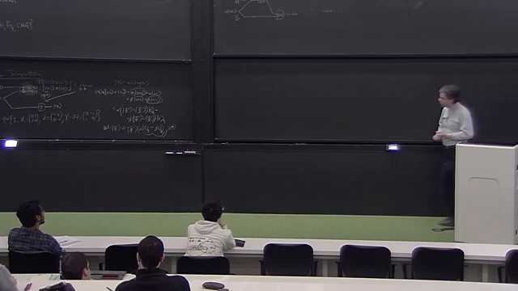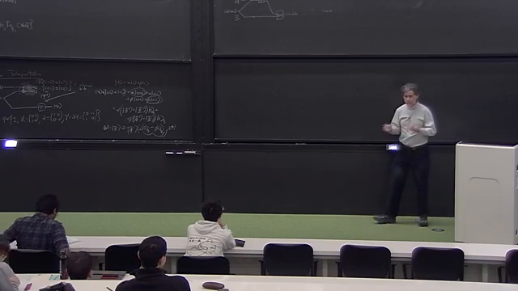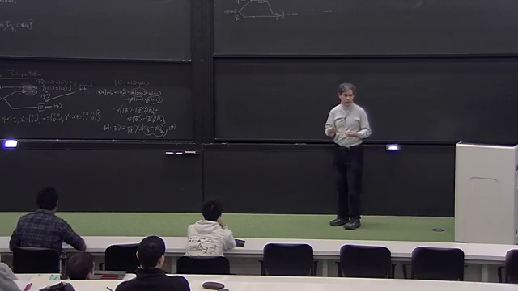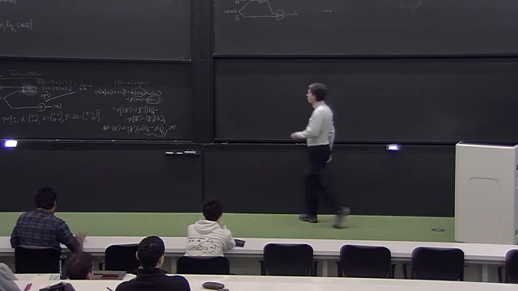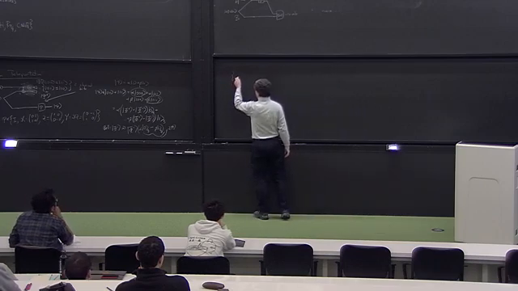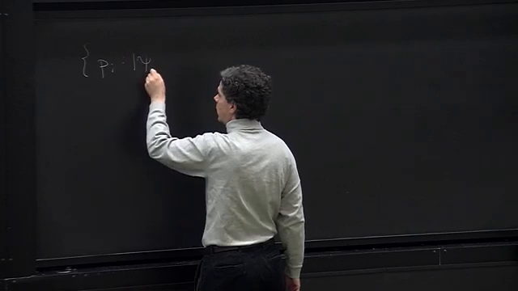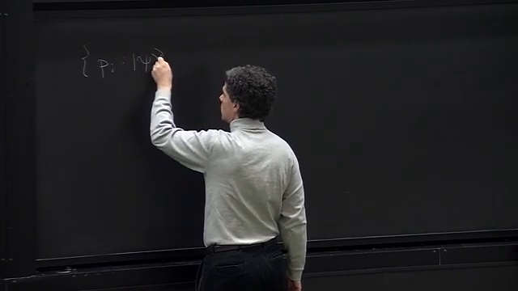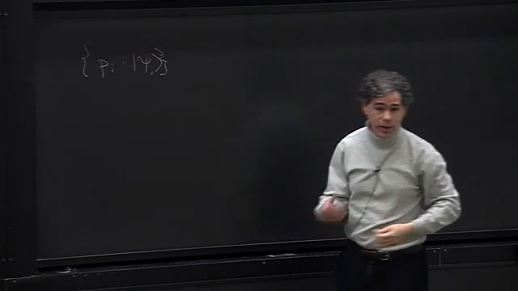OK, so mixed states, remember, you can think of them as probabilistic mixtures of pure states. So you might have a situation where you have an ensemble where you say, well, with probability p_i, we have the state psi_i. OK? And we represent that as, if it's a d-dimensional Hilbert space, a d by d matrix.